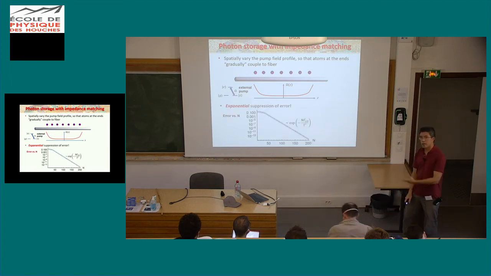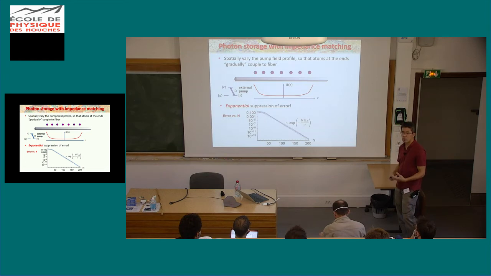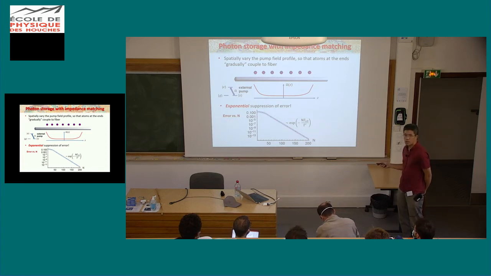Now I repeat the calculation, and surprise, there's not even a 1 over n to the 4, but I find an exponential suppression of error with atom number, or with the optical depth.